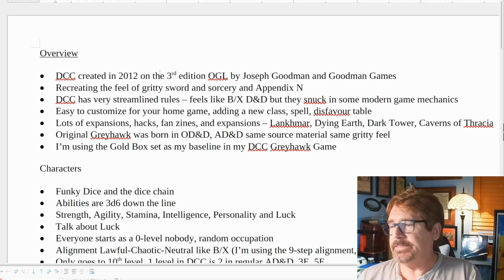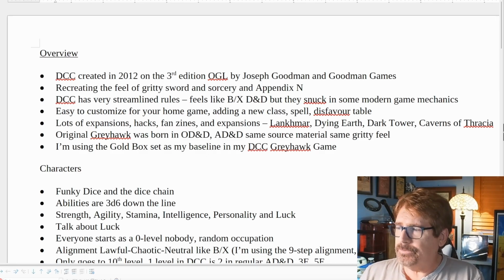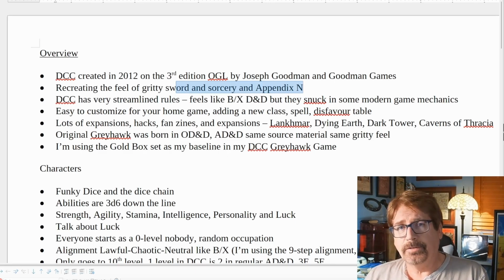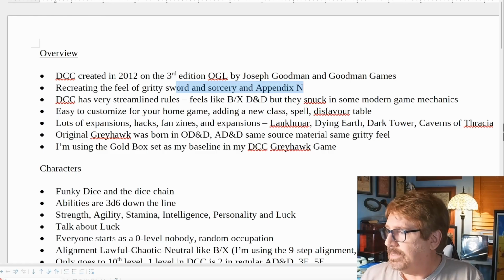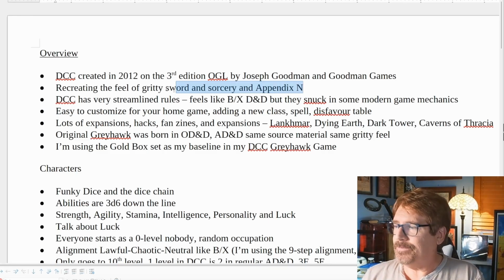So he starts off stating that DCC was created in 2012 on the 3rd edition of the OGL by Joseph Goodman and Goodman Games, recreating the feel of gritty sword and sorcery and Appendix N. Appendix N is in the back of the Dungeon Master's Guide, AD&D First Edition by Gary Gygax, which is recommended books to read to get you the flavor and vibe of what D&D is all about.